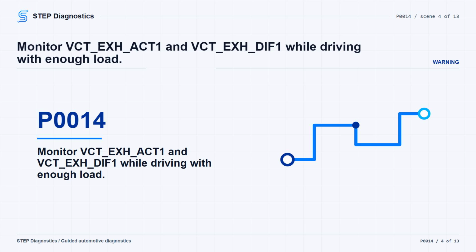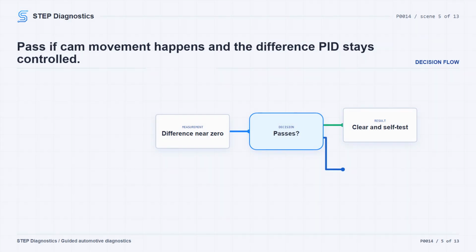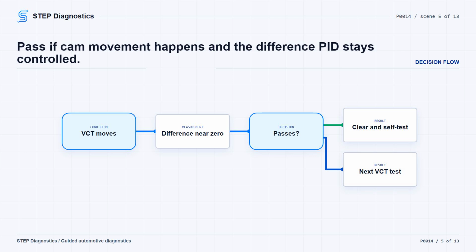Some trucks need more RPM and load before the VCT system moves, and during quick cam movement, the difference PID may briefly move away from 0. If the system moves correctly and the difference stays under control, the concern cannot be duplicated at that time. It may have been from an oil flow restriction that cleared while operating the VCT system. Clear the PCM DTCs and repeat the self-test. If it does not pass this check, and the engine is rough at idle with running or continuous memory codes present, go straight to the debris clearing step. Otherwise, continue with the solenoid functionality check.